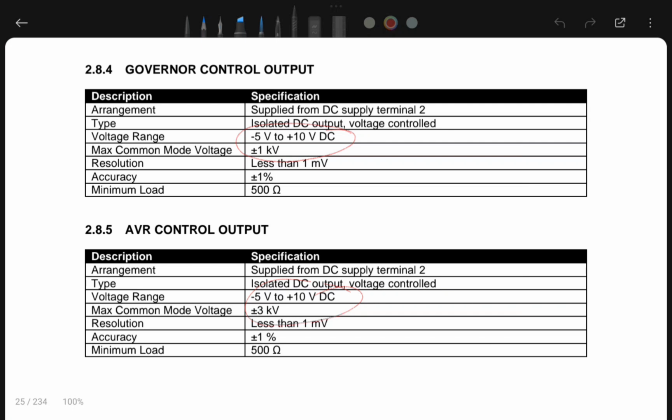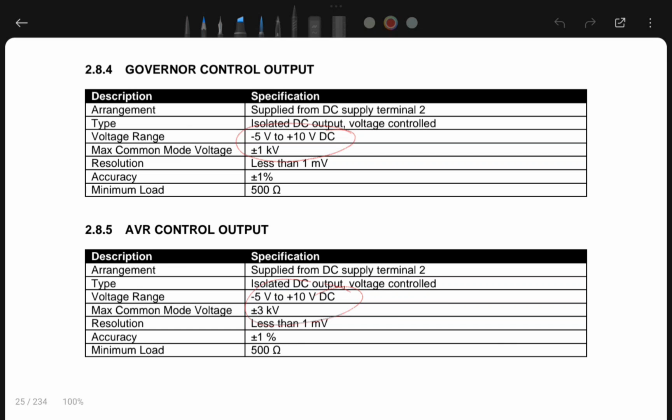Next is our governor and EVR control output. This output voltage must range from negative 5 to positive 10 volts DC. So this one is around less than 1 millivolt. Same as the AVR connection, it should be 2 wires terminated, and it also has a voltage range of plus minus 5 to 10 volts DC.